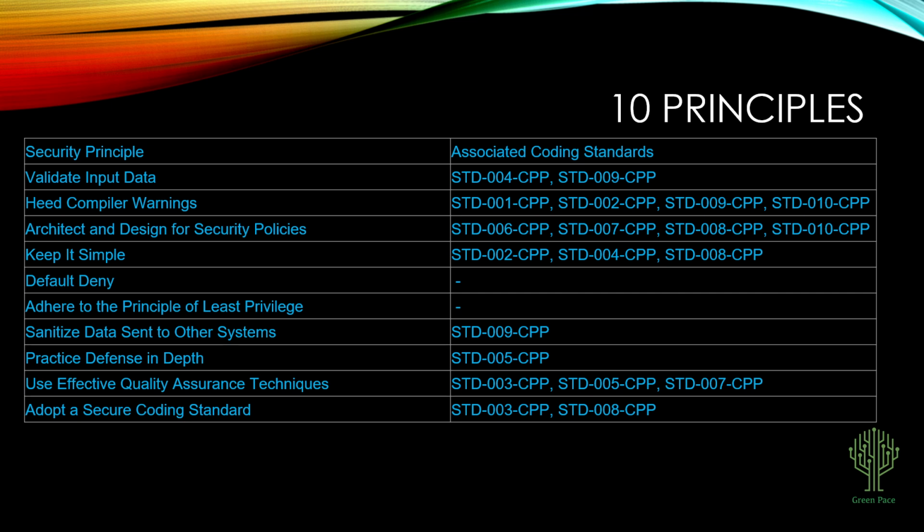Use effective quality assurance techniques. Testing and review processes fall under this principle, which ties into Standards 3, 5, and 7. It helps catch issues early and keeps code quality high. Adopt a secure coding standard. Finally, following a clear and consistent set of coding guidelines like those in Standards 3 and 8 helps teams avoid common security pitfalls and write stronger, safer code from the start.